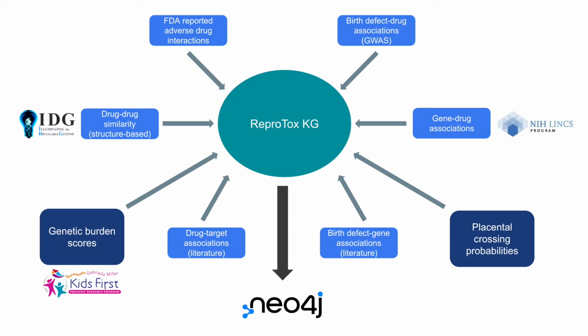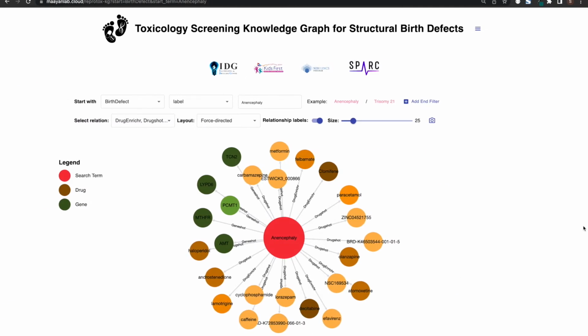This knowledge graph is provided as a back-end Neo4j database and is also provided as an interactive graph-based web interface for visualizing the associations between birth defects, drugs, and genes. Nodes are identified with readable labels, as well as IDs from the Human Phenotype Ontology, NCBI Gene, and PubChem.